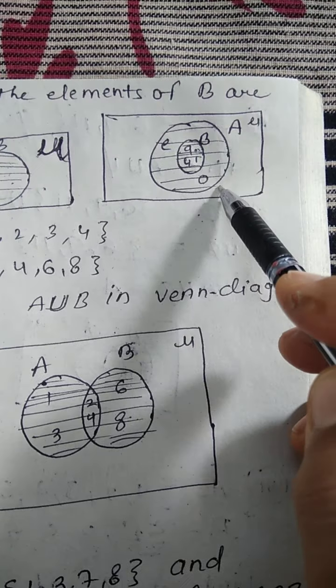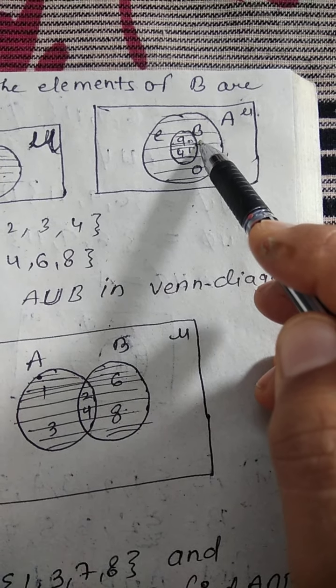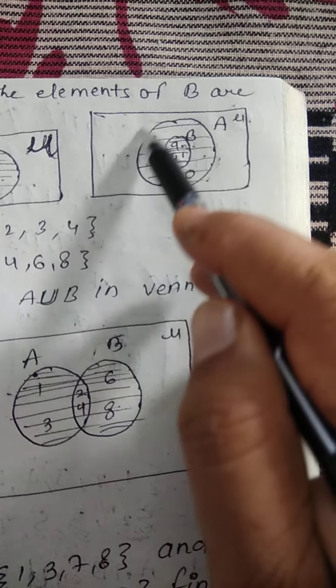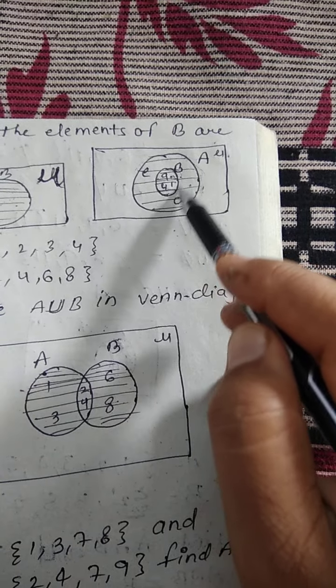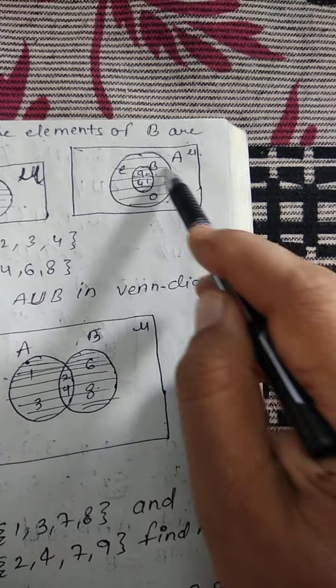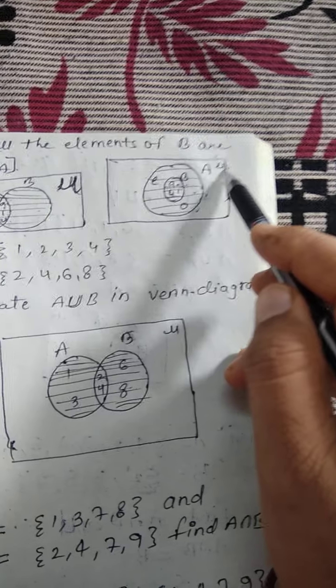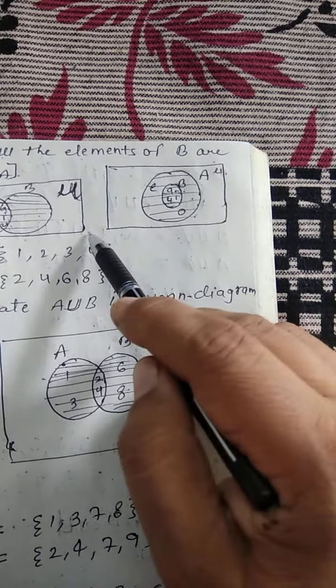Or you can make the Venn diagram like this. Set B is totally present in set A. Okay, that's why B is inside A. And this is the universal set, a rectangle.